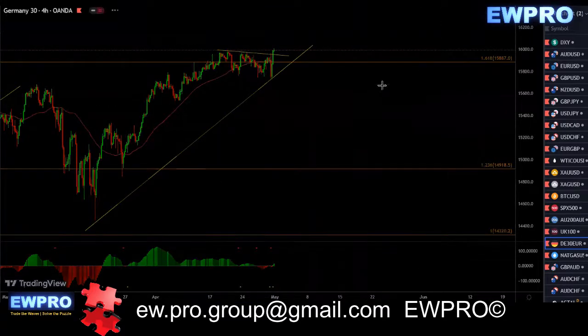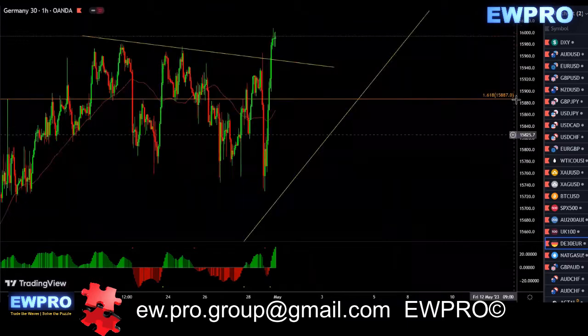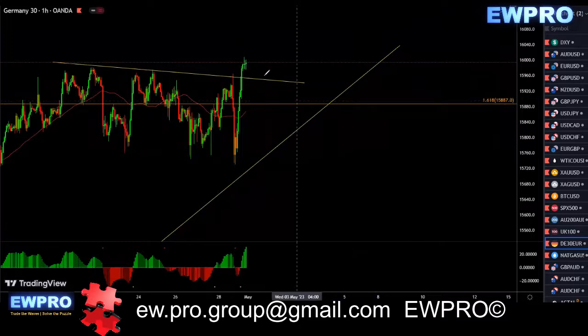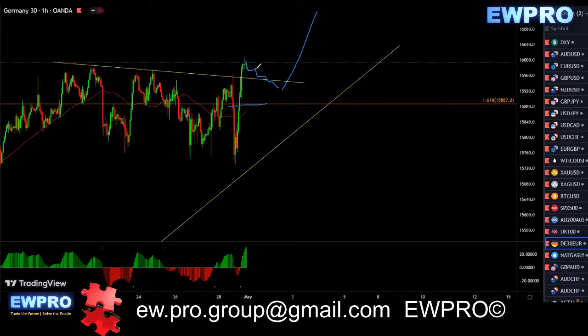So again, on the H1, if you're looking to buy this, you can only buy this. So you'd be looking for that correction, and then more upside, ideally back to the 50 fib. But you'd have to go down to the lower time frames and look for it.